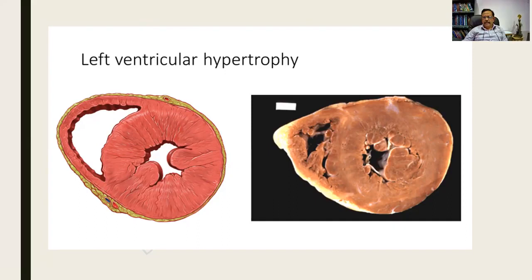I have been insisting on the word concentric hypertrophy, uniform thickness. But sometimes you find only one part of the wall will be thickened, the others will be normal or even thinner. That is called eccentric hypertrophy. Eccentric hypertrophy is when there is a pressure at one particular point, that area becomes thickened. So this is the case of left ventricular hypertrophy. Concentric hypertrophy, eccentric hypertrophy, aortic incompetence, and then aortic stenosis.